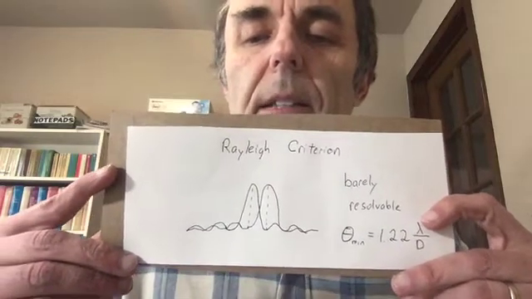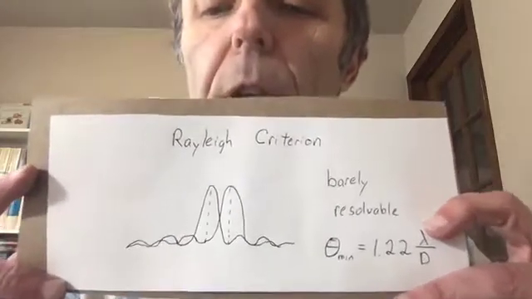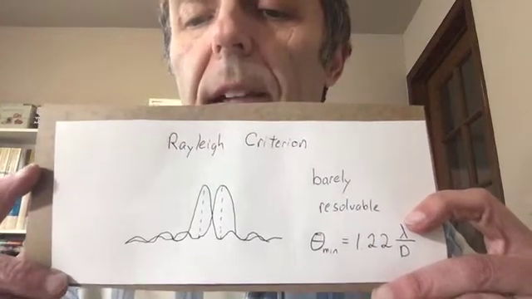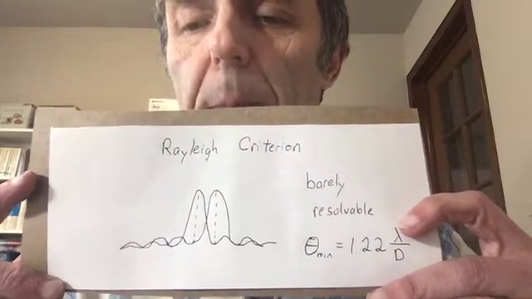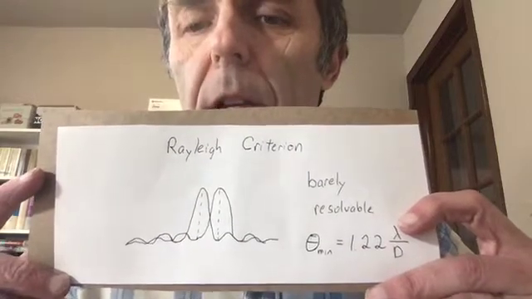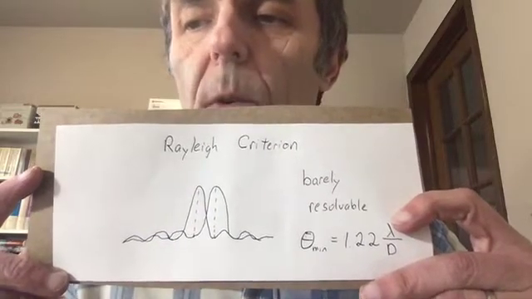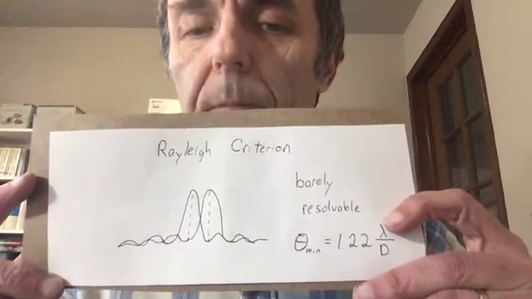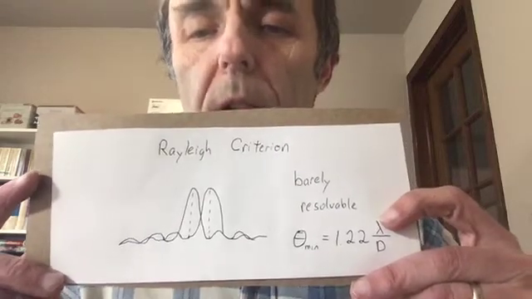The limit is the angular separation. The minimum angular separation is 1.22, that's just a number that comes from the math, it's not very significant to us, times the wavelength, lambda, in the numerator, and the diameter of the aperture, d, in the denominator. So again, with a big diameter aperture, you're going to be able to resolve a smaller angular separation. If you want to make a really good telescope, you want to have a really big, large diameter aperture. That's called the Rayleigh criterion, and it tells you how you can determine whether you can resolve two objects.